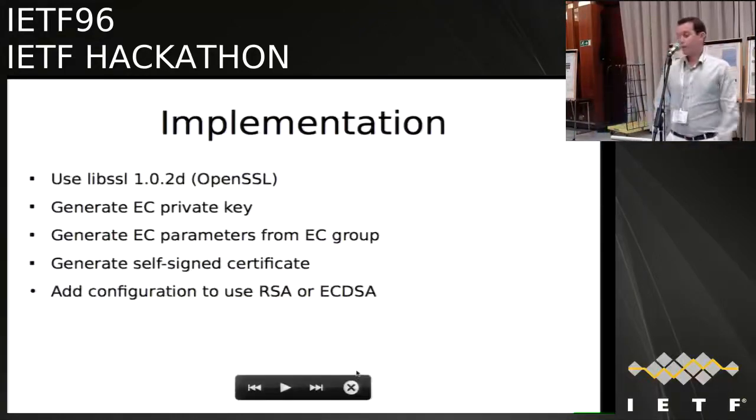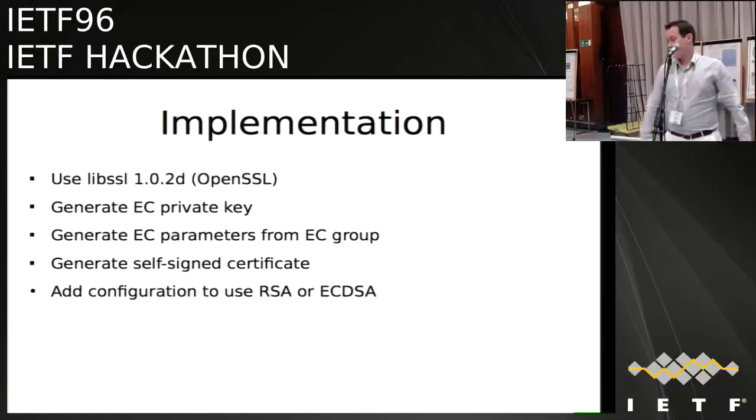So for the implementation, we used libSSL. We had to generate the elliptic curve private key. We had to get the parameters from the elliptic curve group. And we also had to generate the self-signed certificate. We, moreover, added a configuration in the WebRTC point to choose between RSA and ECDSA.